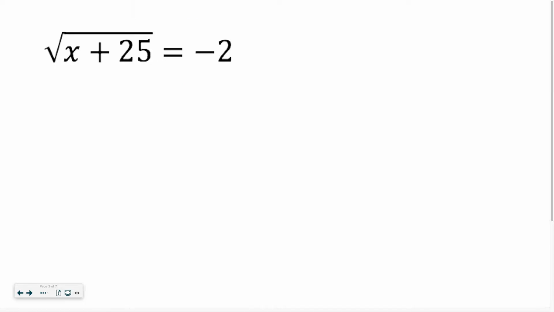Okay, so let's look at this one. Square root of x plus 25 equals -2. Talk with your group members and solve it. What do you think you're going to do? Square root of x plus 25 equals -2.